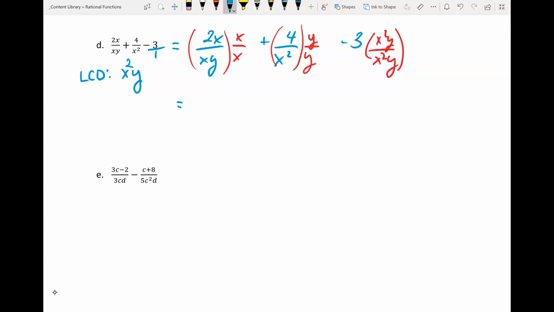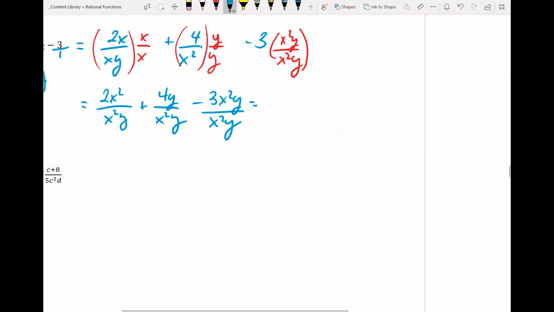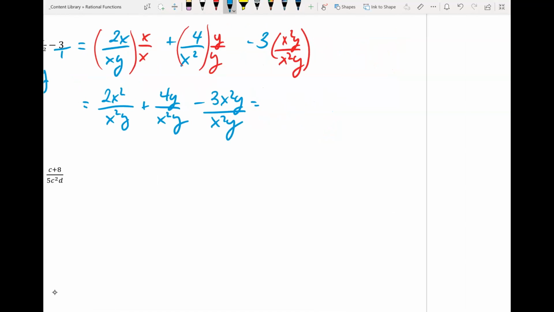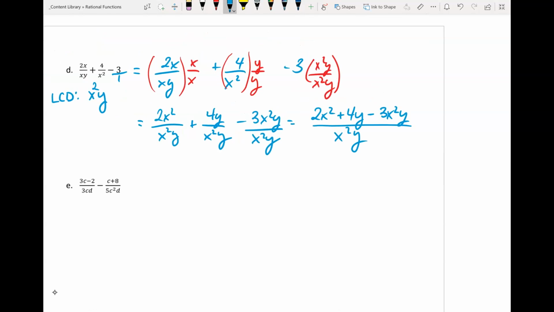Okay, so for our numerator, for the first rational, we're going to get 2x squared over x squared y. Then 4y over x squared y minus 3x squared y over x squared y. And the last thing we're going to do is write it under one denominator. So we're going to have 2x squared plus 4y minus 3x squared y all over x squared y. And that is our simplified form. There's nothing for us to factor out in our numerator. It doesn't have any common terms.